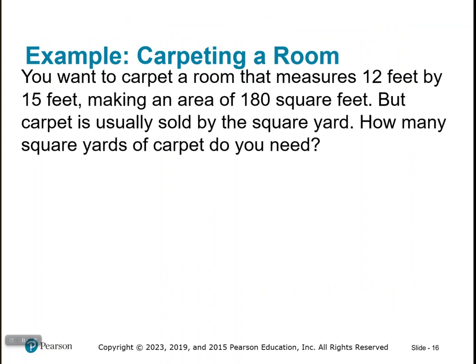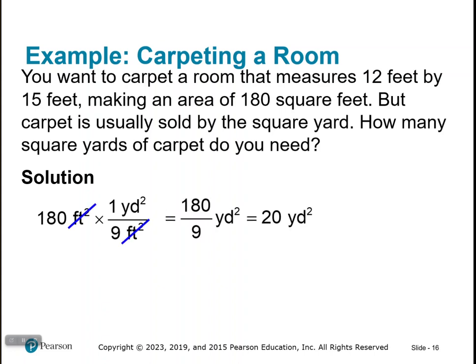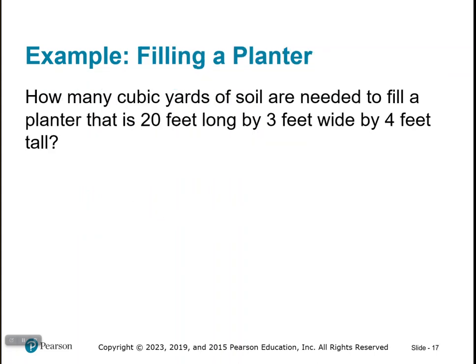Let's suppose you want to carpet a room that measures 12 feet by 15 feet, making an area of 180 square feet. But carpet's usually sold by the square yard, like fabric. How many square yards of carpet do you need? Well, we'll start with 180 square feet is how much I need. I know there's 1 square yard per 9 square feet. I chose this rendering because I want my feet squared to cancel out. I'll end up with 180 divided by 9. The only unit left is square yards, and 180 divided by 9 is 20 square yards.